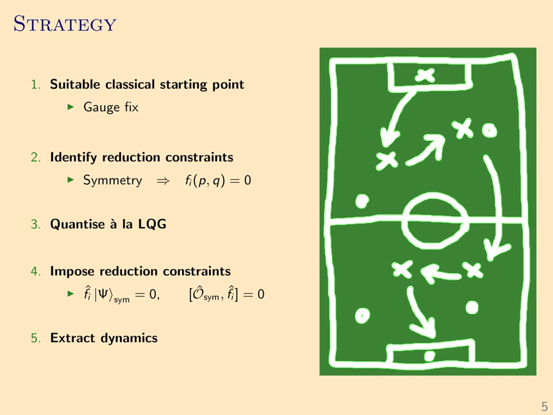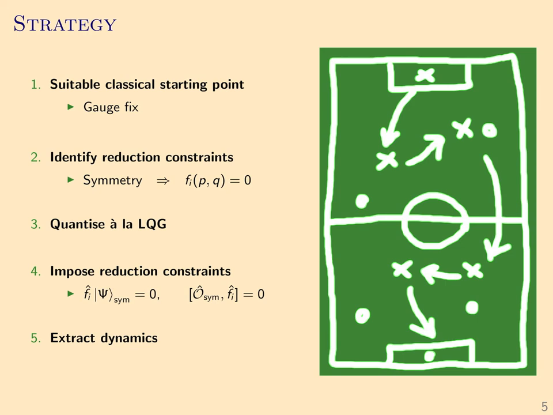In the fourth point, then, we will impose the reduction. So we will take these functions F from the classical level, we will quantize them, and we will define symmetric states as states which are in the kernel of these operators, F_i hat, and we will define symmetric operators as operators which commute with F. So by this definition, these symmetric operators, of course, preserve the symmetric subspace. And then we will extract the dynamics of these symmetric operators by looking at the full theory dynamics. And in the end, of course, you want to compare this then with what people have found in loop quantum cosmology or in spherically symmetric approaches to quantum gravity.